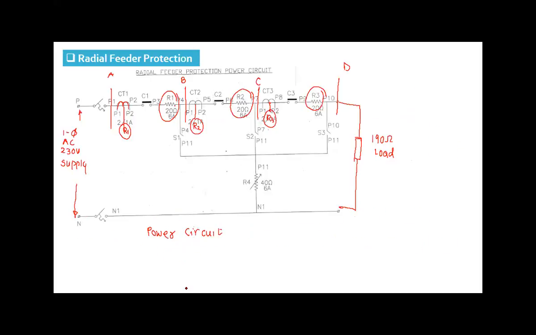Then if this is clear, you can see we have placed switches like this. What are the switches for? The switch is used to create a fault. What is a fault? What is the definition of a fault?